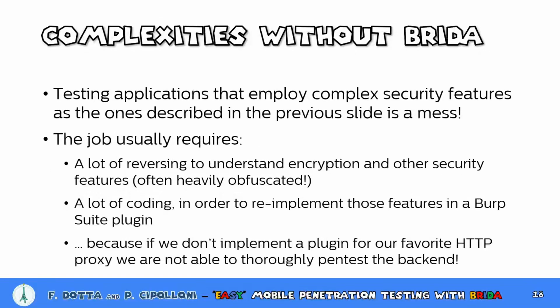Because without Brida, in order to be able to test the backend API of the application, we need to reverse this application in order to understand how this encryption or other security mechanism works. And we need to code these encryption and signing features in our dedicated plugin. So it requires a lot of reversing and a lot of coding.